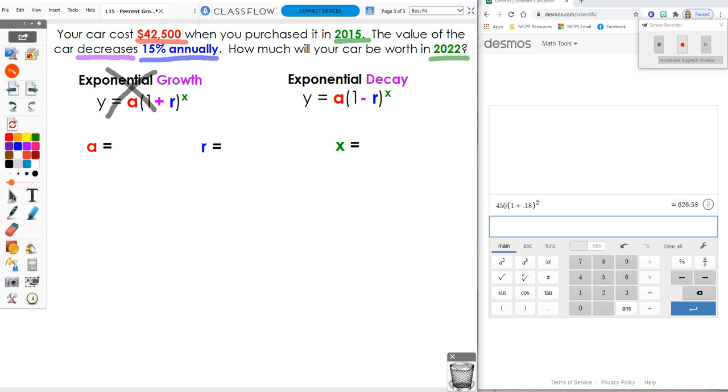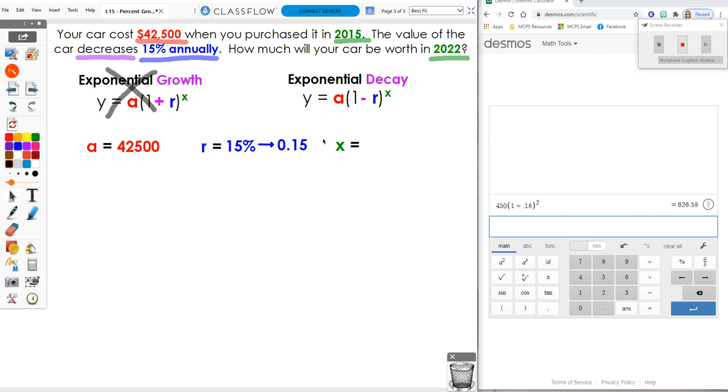Okay, so it's exponential decay, and we need to identify these values here. So my starting amount, remember, that's how much my car started at. My rate is my interest rate, or in this case, my depreciation rate. It's depreciating at a value of 15%, which would look like 0.15 as a decimal.